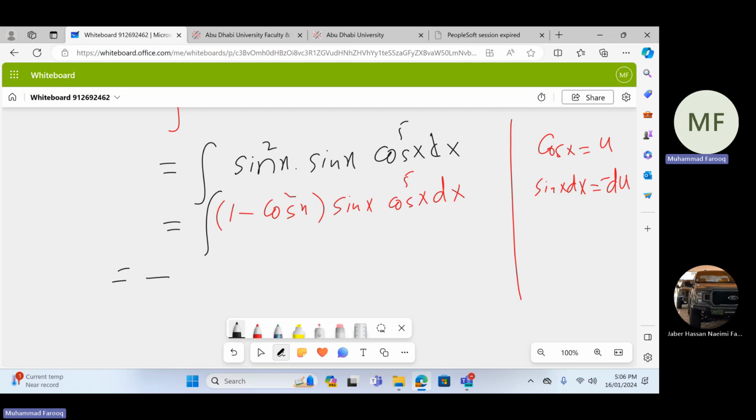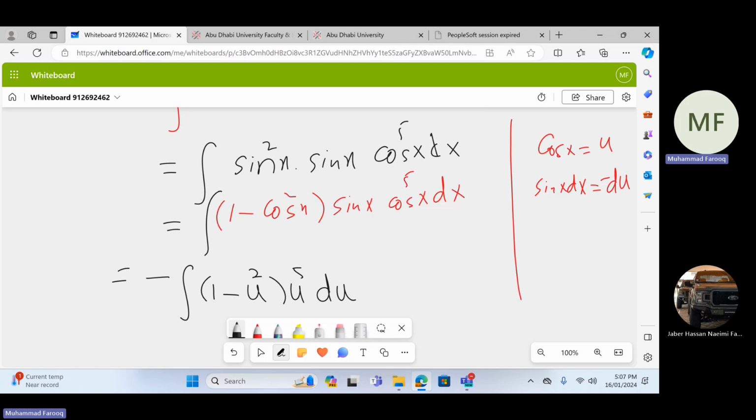Next, outside, integrate 1 minus cosine how much? u squared. And then I have cosine to the power 5, u to the power 5. sin x dx is how much? du. I hope you understand.